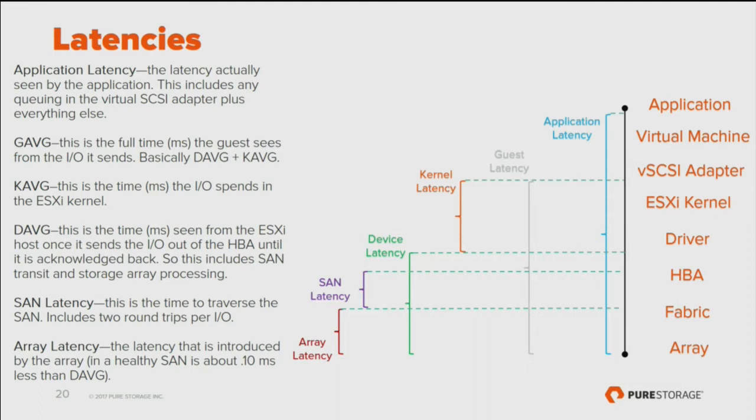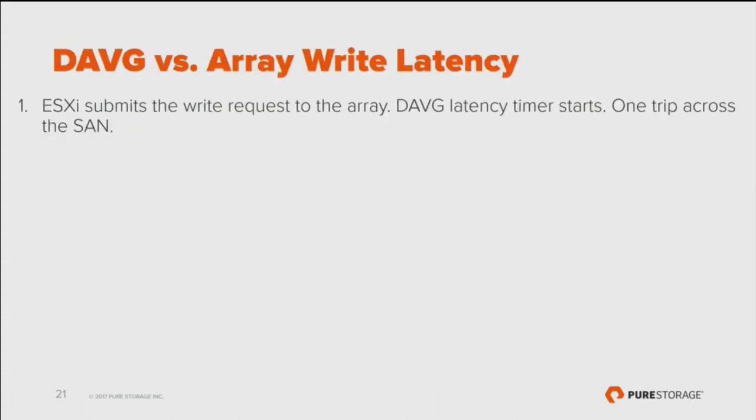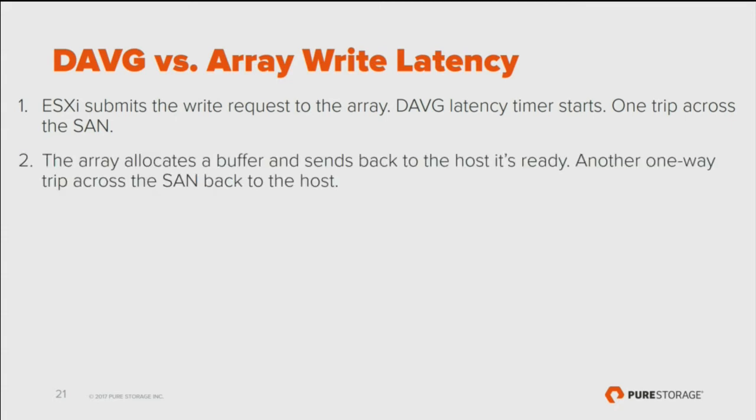So let's talk a little bit about what that means. Let's look at a write, how an array might report a write, and how that might be different from the latency that disk average shows. The first thing that happens is ESX submits the write request to the array. This is when the disk average latency timer starts. There's one trip across the SAN. The array does not know about that time. It's just sitting there waiting. It hasn't received anything yet, so it does not know how long that write request took to get there.